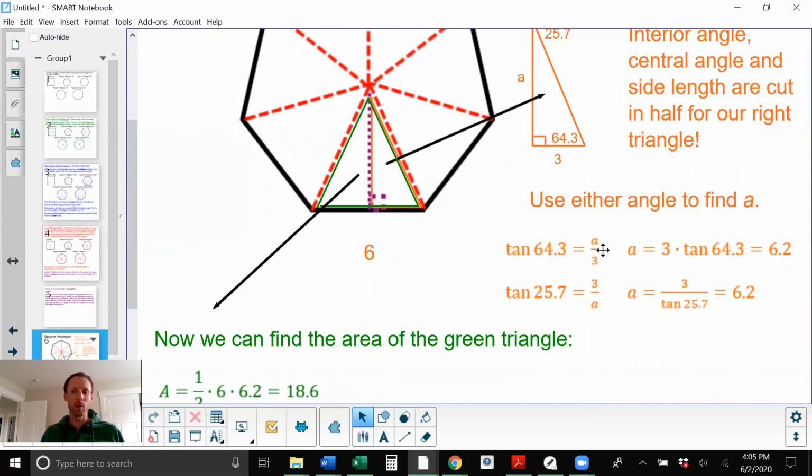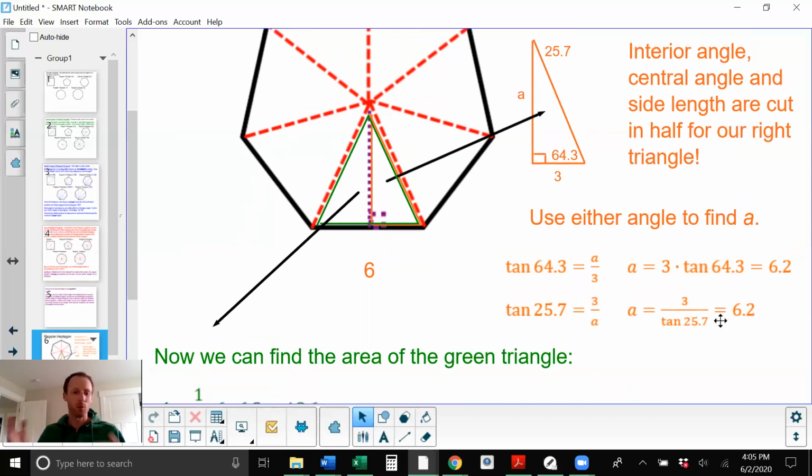Tangent of 64.3 equals the opposite side of A over the adjacent side of 3. Multiply both sides by 3, and we get an apothem height or length of 6.2. I could also go tangent of 25.7 equals 3 over A, multiply both sides by A, divide both sides by tangent of 25.7, and we get the exact same apothem height, 6.2. You don't have to do it both ways. Choose one or the other, whichever one seems easier to you.